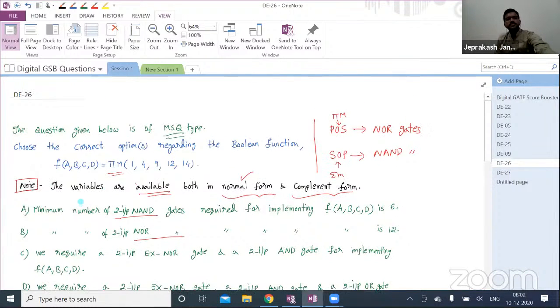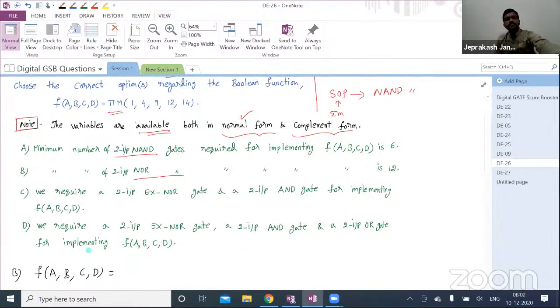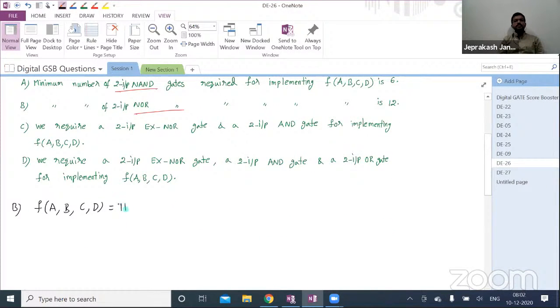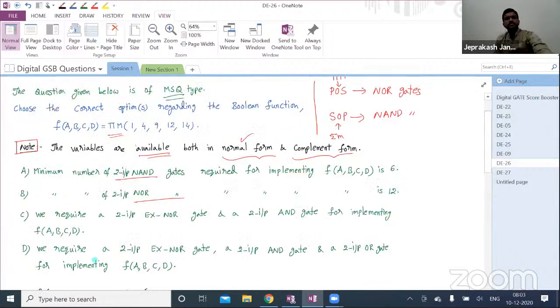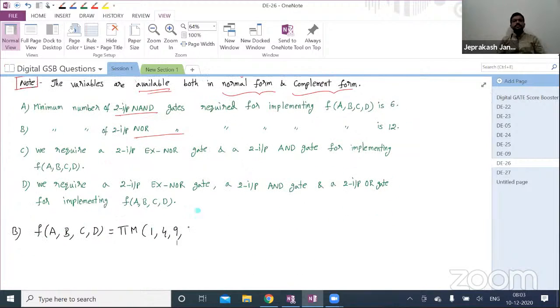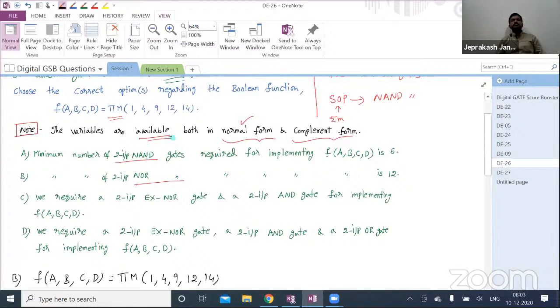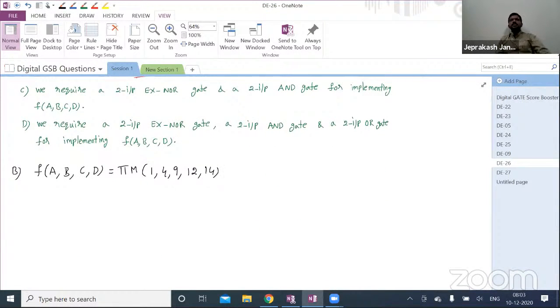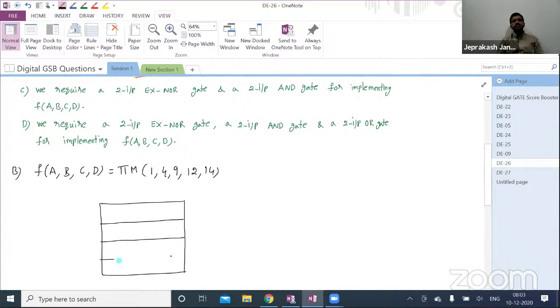F of ABCD is equal to pi capital M 1, 4, 9, 12, 4, 0, right? All of you draw the 4 variable K map and place the zeros in the respective maxterm positions and do the groupings.